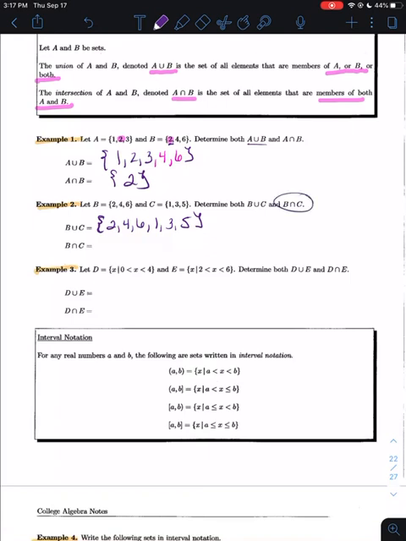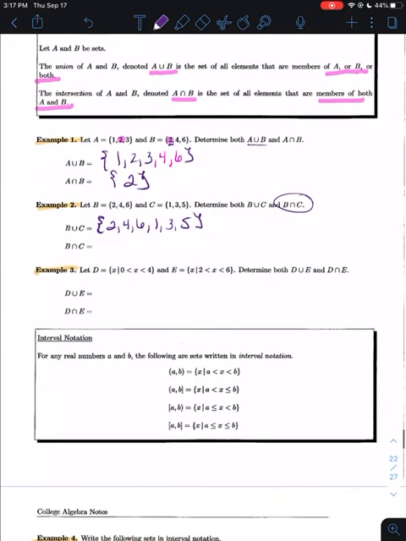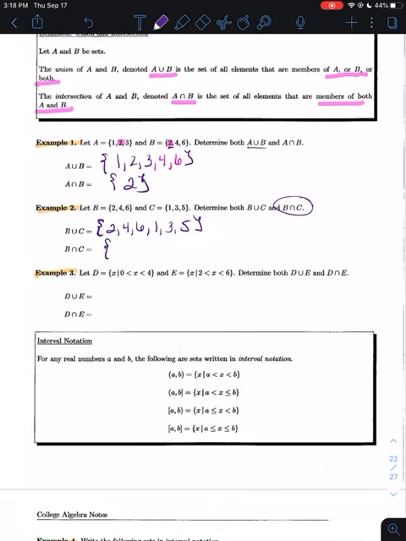The intersection, what numbers do I see in both sets B and C? Well, there's no number that's in both B and C. So this is what we call the empty set. And another notation for the empty set, what you're going to see it written as, is a circle with a line through it. Not a 0, but that's the empty set symbol. All right, the empty set.